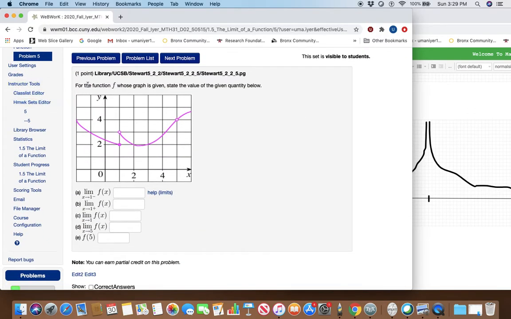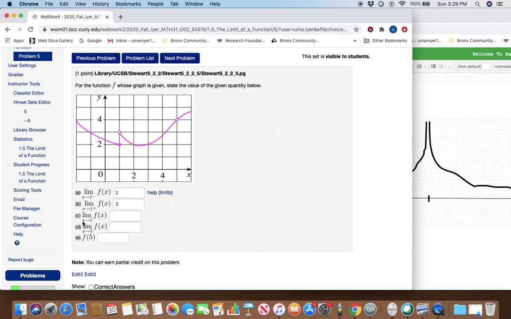For the function f whose graph is given, similar question. So let's look at this. The limit as x approaches 1 from the left. Here is 1, and you're approaching from the left, so I'm looking at the branch to the left. The height is approaching 2. So the left-hand limit is 2. For the right-hand limit, the branch does whatever it does, but the limit approaches height 3.